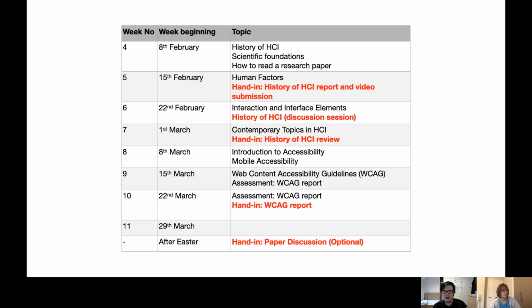And then Rachel will be taking over after that, and she'll be talking about the accessibility issues of HCI, web content accessibility guidelines, so the ways in which websites can be made accessible to people with different impairments. And yeah, throughout that, we'll be having a couple of assessments based on reports and presentations and group work.